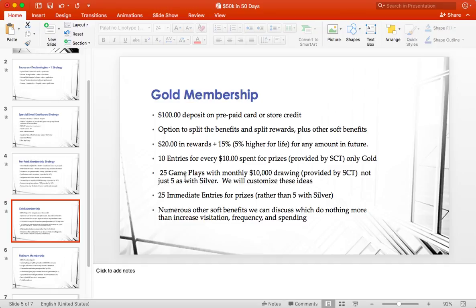Plus, he gets 25 gameplays, right? Not just 5 as with the silver. This gives him a chance to win $10,000 every month that we add. So we customize these ideas. He also gets 25 immediate entries for additional prizes besides the gameplays, rather than 5 with the silver. And then we could add in numerous other soft benefits that we can discuss that do nothing more than increase visitation, frequency, and spending. So the gold member is way better than a silver member.